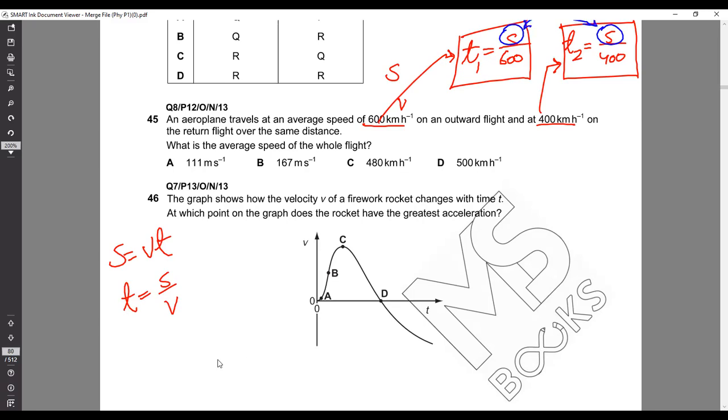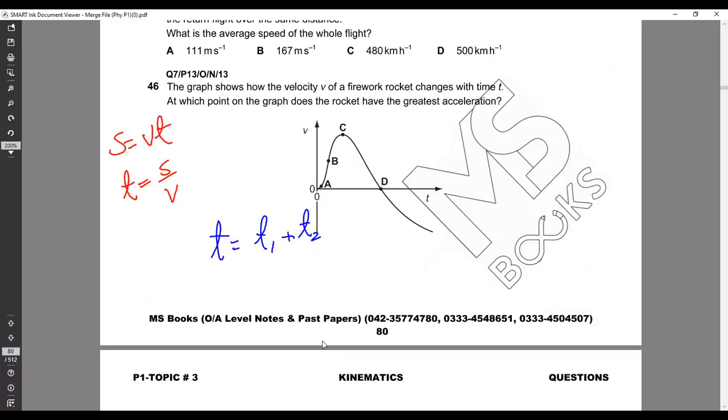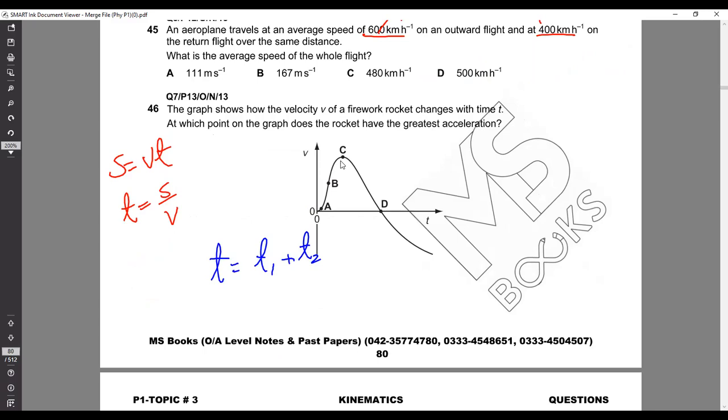So what will be the total time taken? The sum of t1 and t2. Is that right? That's the total time. And what's the total distance? S distance forward and s distance backward. So the total distance is actually 2s. Got that point? You two get like a minute.